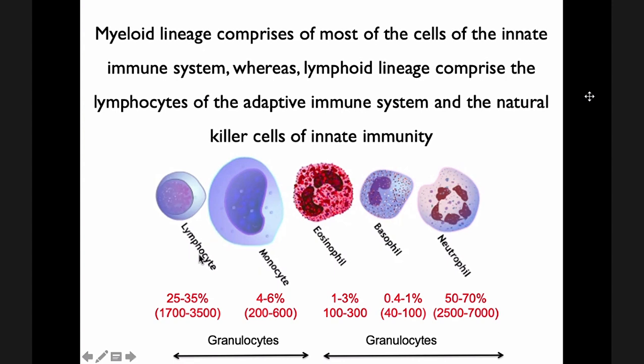Lymphocytes and monocytes, you also call them granulocytes, rather, well, these are actually agranulocytes, and these are granulocytes. So this is wrong. Correct it once I upload. All right, so these are the cells and their relative proportions.